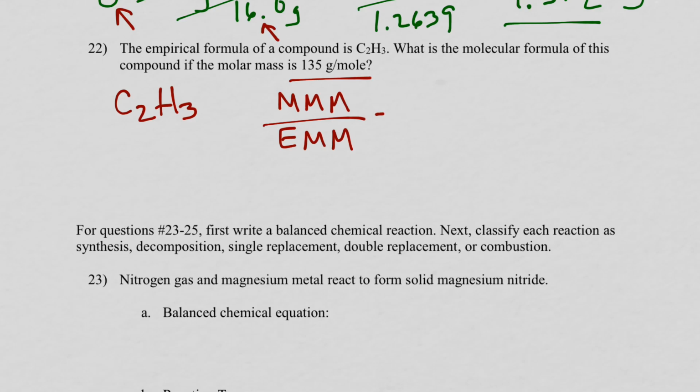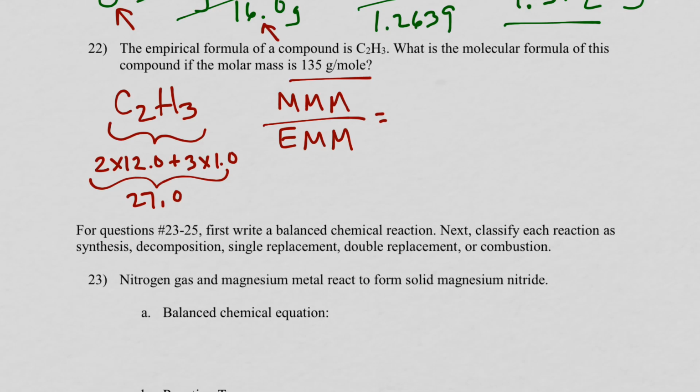will give you the factor by which to multiply each of the subscripts in the empirical formula to get the molecular formula. A molecular formula and an empirical formula can be the same. In this particular case, the empirical molar mass for C2H3, we're going to have 2 carbons at 12.0 apiece plus 3 hydrogens at 1.0 apiece, and this total adds up to 27.0. So that's our empirical molar mass.